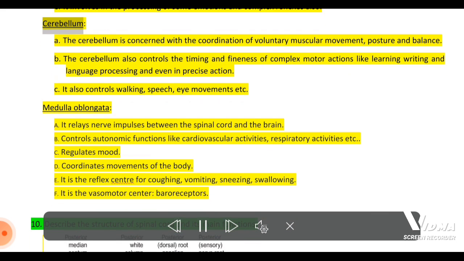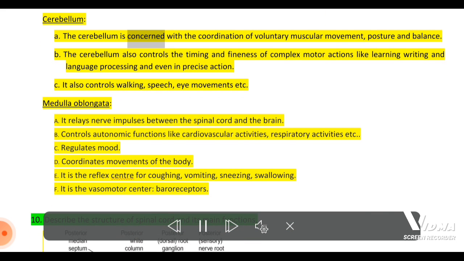Cerebellum. The cerebellum is concerned with the coordination of voluntary muscular movement, posture and balance. The cerebellum also controls the timing and fineness of complex motor actions like learning, writing and language processing and even in precise action. It also controls walking, speech, eye movements etc.